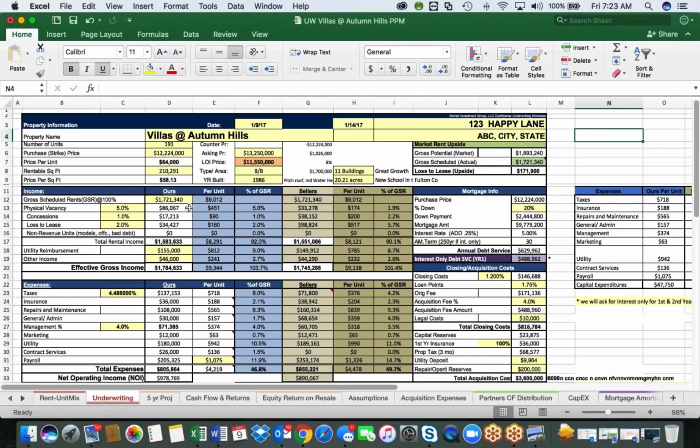So let's take a look at it. 191 units. This is the strike price. Strike price, this is what I actually paid. So I'm showing you the one which I already closed on, right? But the broker told me 64 a door. But actually, when we were negotiating, they wanted 13 million. You're not going to believe it.